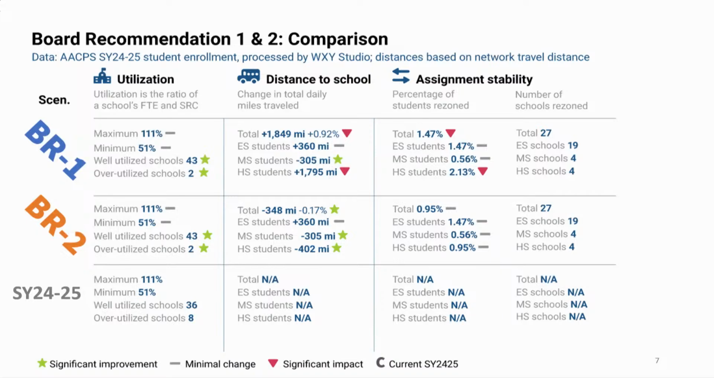This slide shows key metrics of the 2 board recommendations noted as BR1 and BR2 compared to the current boundaries. Relative to the current boundaries, BR1 increases overall distance traveled by approximately 1% and impacts approximately 1.5% of the Phase 2 students. BR2 is less impactful. In BR2, the overall distance traveled and the number of rezoned students is lower than BR1.